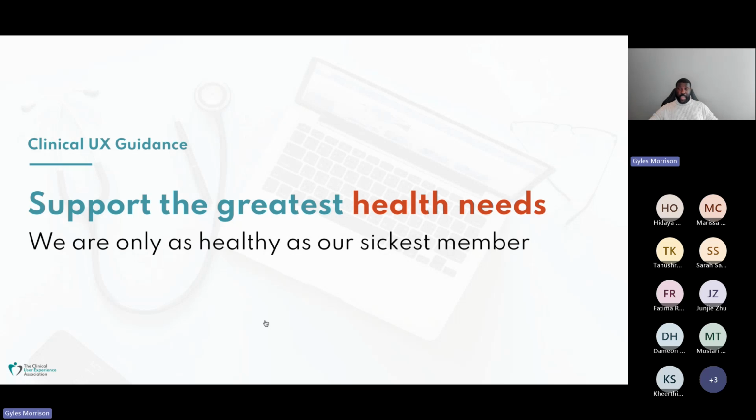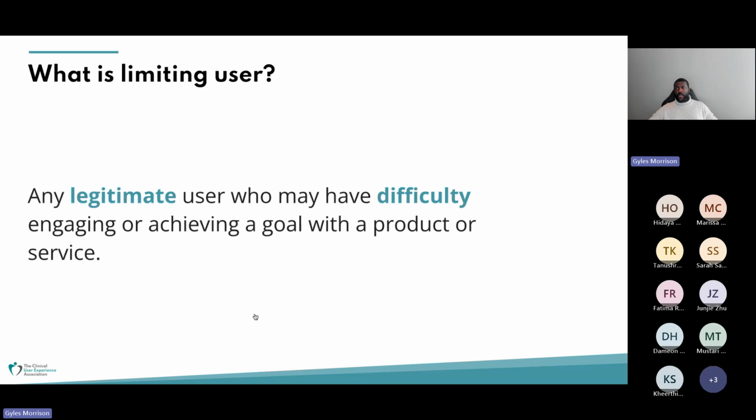Support the greatest health needs. Really, we should be making sure that everyone is getting the healthcare that they need, and we're only as healthy as our sickest member, as a group, as a population on the globe. Try and see how we're going to help people who are suffering the most. A way of thinking about that, processing that, is about this concept of limiting users. So, any legitimate user who may have a difficulty engaging or achieving a goal with a product or service.